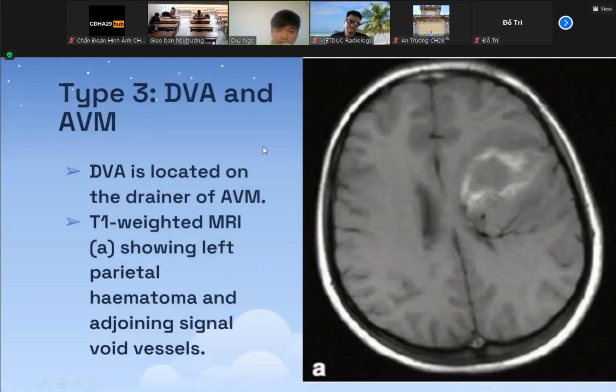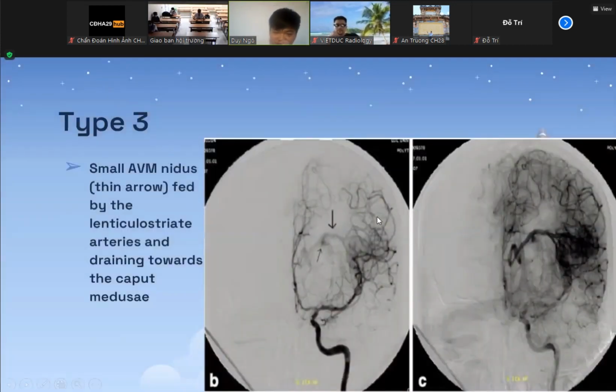And in type 3 of arterial DVA, or DVA in AVM, the DVA is located in the drainer of the AVM. You see here in the patient on T1-weighted MRI, a left parietal hematoma with a lot of flow void signal in here. As in normal daily practice, we think, oh, this is maybe a case of hemorrhagic AVM, right? With a local hemorrhage and flow void appearance, but it's not. Let's go through the DSA.